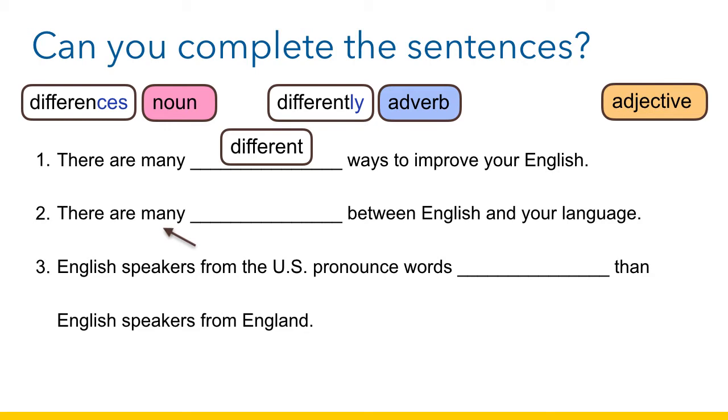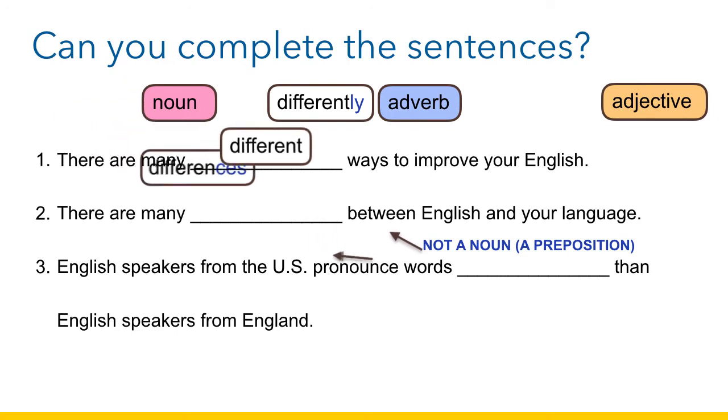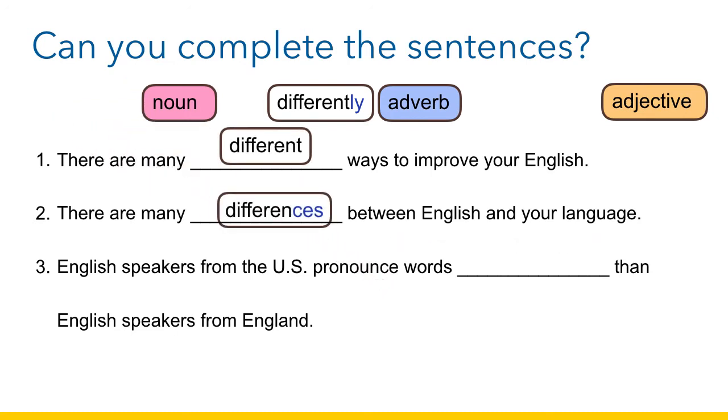Look at number 2. We see many again. Remember, I said that you need a noun phrase after many. But look, this time we don't have a noun. This is a preposition. That means we need a noun. So here, we're going to use differences, which is a plural noun. There are many differences between English and your language.